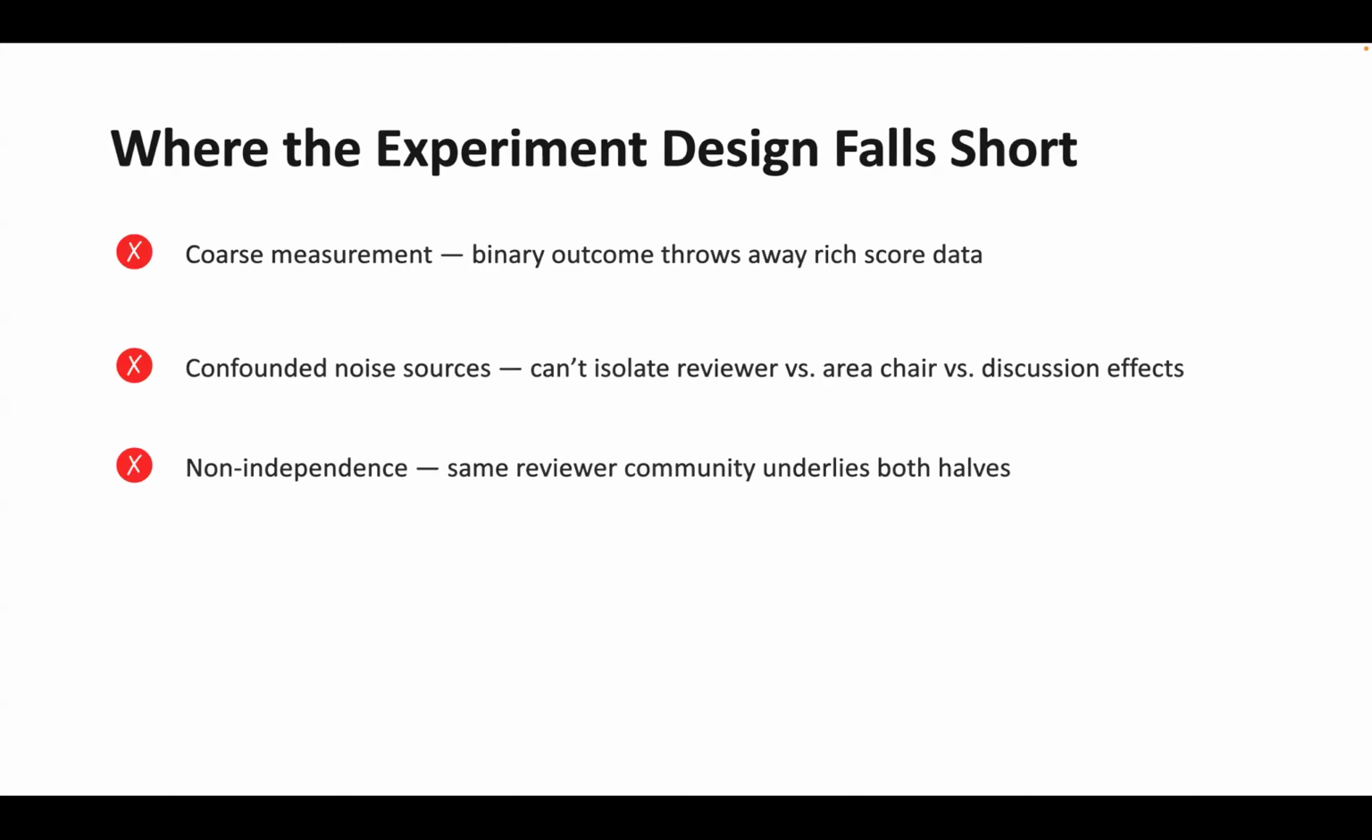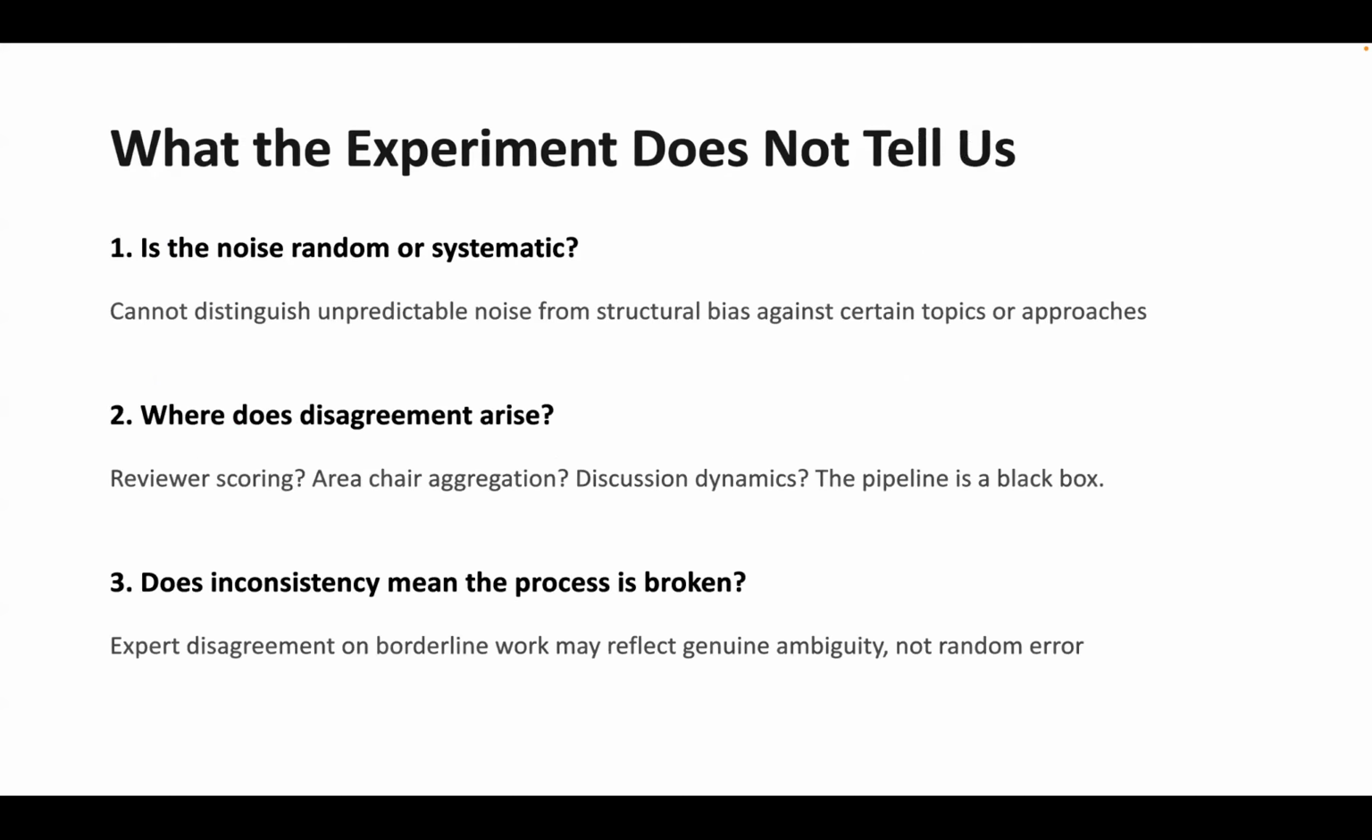Then again, this is something I mentioned before, the confounding noise sources. It is very hard to isolate reviewer, area chair, and discussion effects. The same reviewer or community can underlie both halves, because as these things are organized, they are independent in terms of area chairs. There are 90 different area chairs, and I think all they did is separate these 93 different area chairs into halves, but not the reviewers themselves. Yeah. Okay. All right.